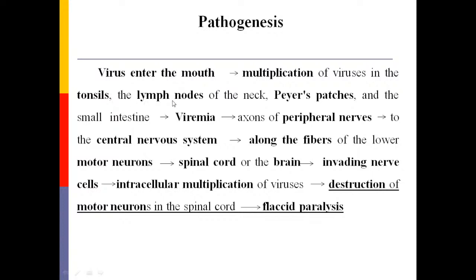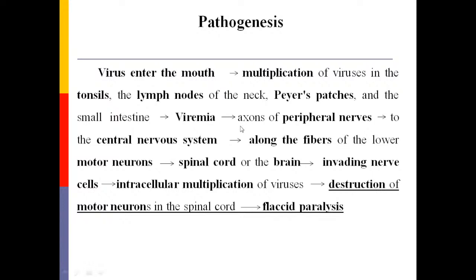So if the virus is transmitted by airborne transmission, it multiplies in tonsils and lymph nodes, in cells of the reticuloendothelial system. I hope you remember that the reticuloendothelial system includes lymphatic cells, multiple lymphatic cells. And in Peyer's patches, if it's transmitted by fecal-oral transmission. Then viremia occurs. Viremia is circulation of viruses in the bloodstream.